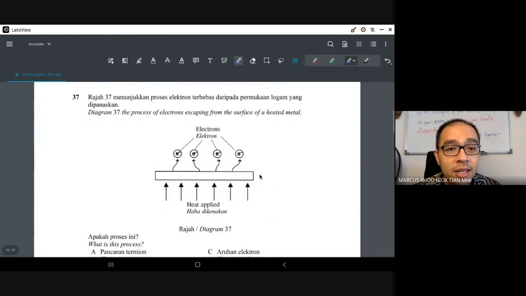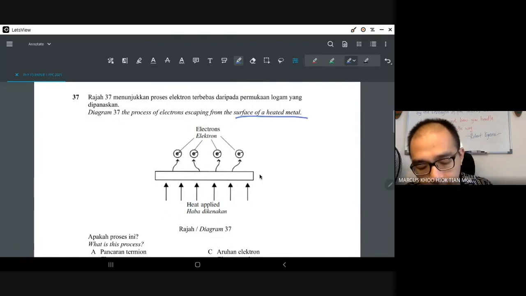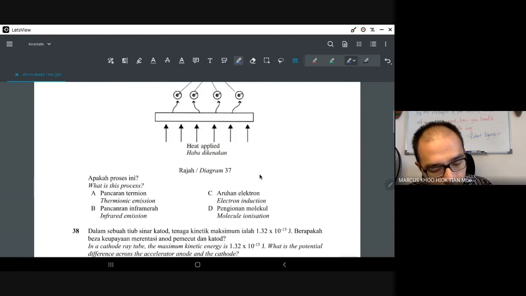Diagram 37 shows the process of electrons escaping from the surface of a heated metal. So the name of this process is thermionic emission. Do you know this or not? That's it.